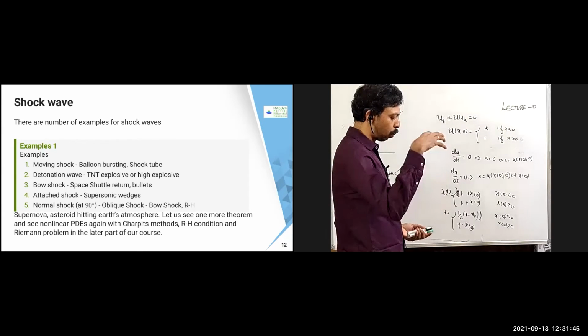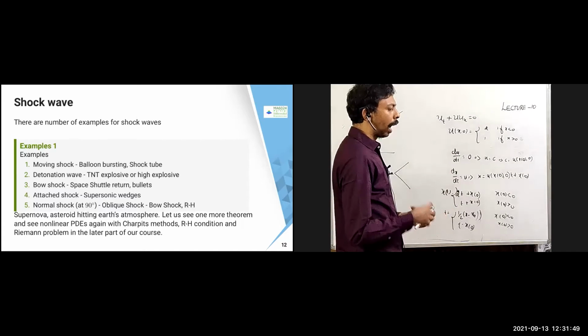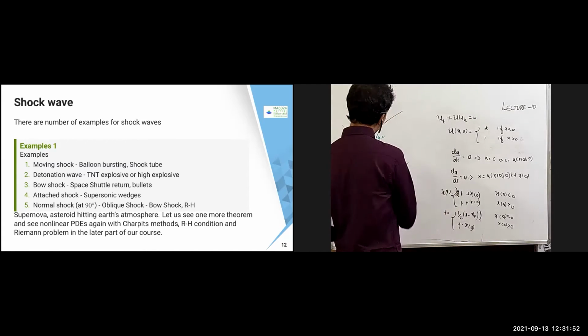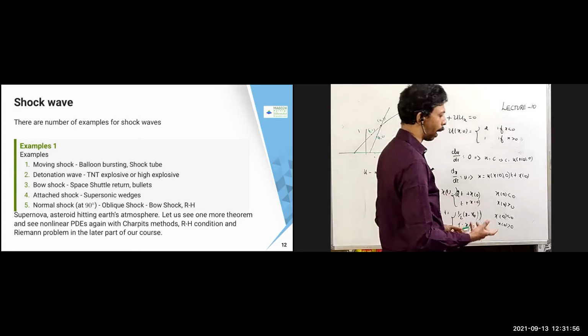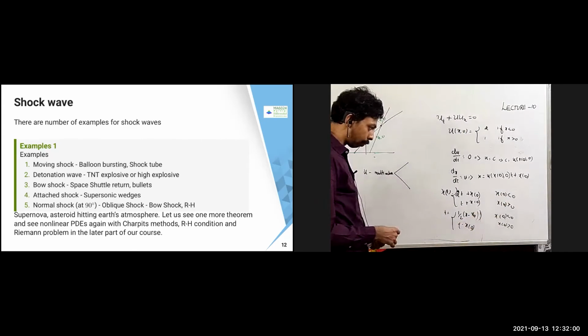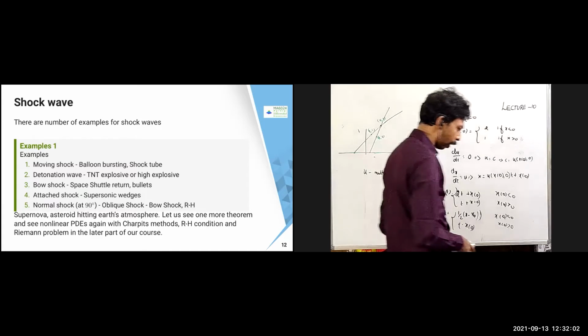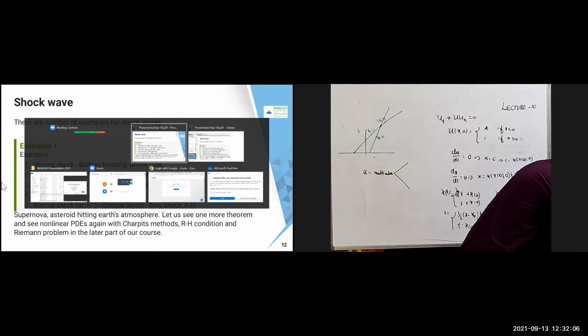And when you make a TNT explosion, a high explosive, in that case also we are going to have this kind of shock. Similarly, there is a bow shock on the space shuttle, and supersonic waves also. So let me show the videos for you, and what are the things which are going to happen.